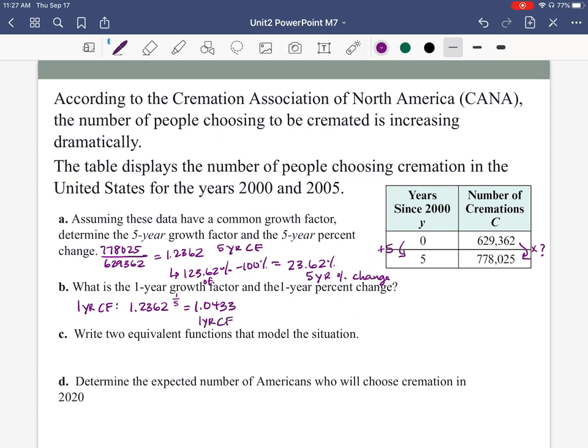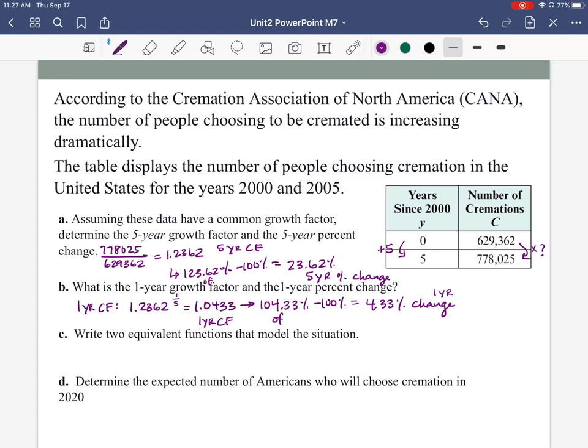Again, just to write it out, which means that every year we have 104.33% of the previous year's number of cremations. If we subtract out our 100, we're going to get a 4.33% change for 1 year. So every 1 year, we'd say, according to that data, our sales would be 4.33% larger, not sales, sorry, cremations.